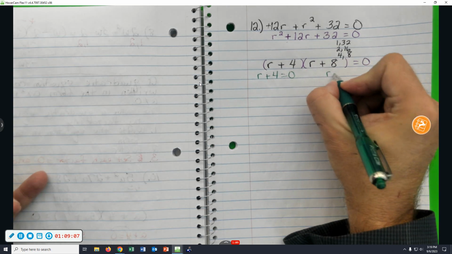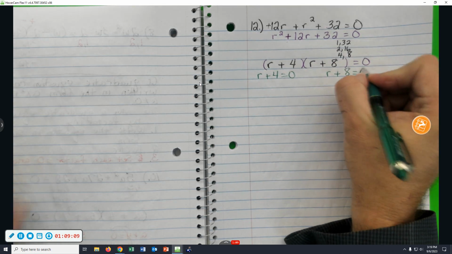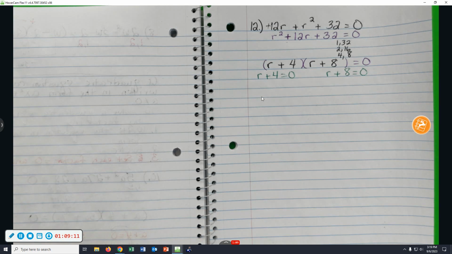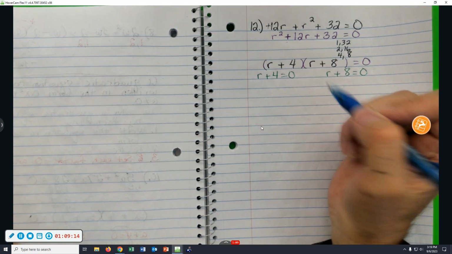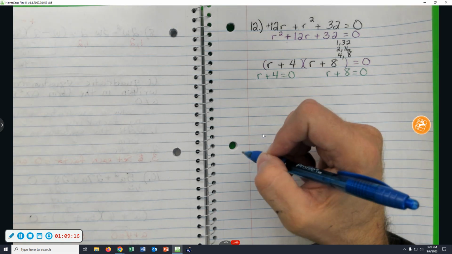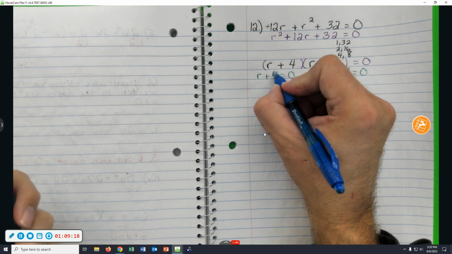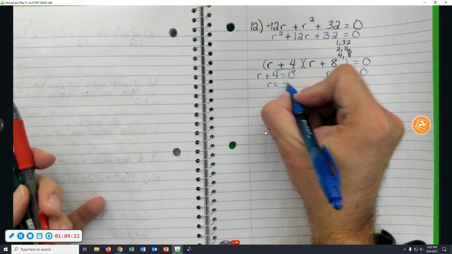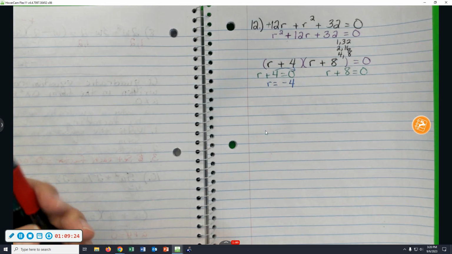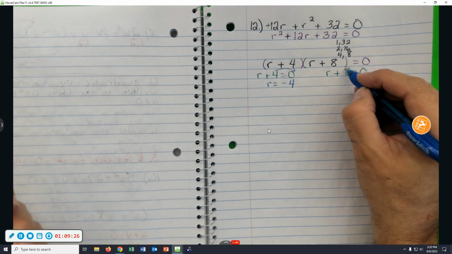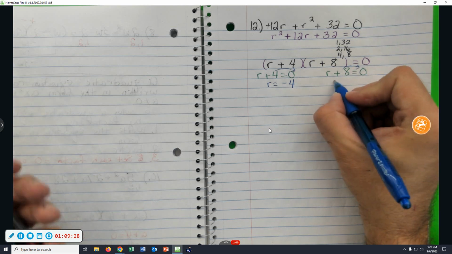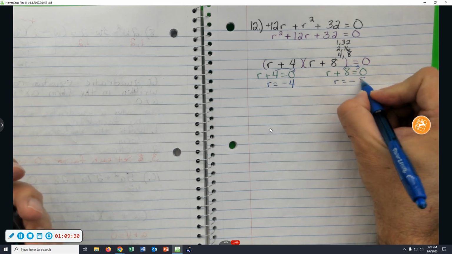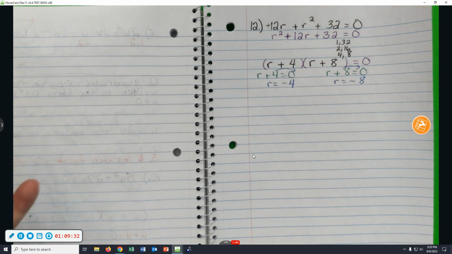And R plus 8 equals 0. Getting R by itself on the first one, what are we going to have to do? Subtract. I'm going to do just my little arrow. Move the 4 across and change the sign. So negative 4 and negative 8. A lot of times students say, oh, wait, I can do that without all those steps.